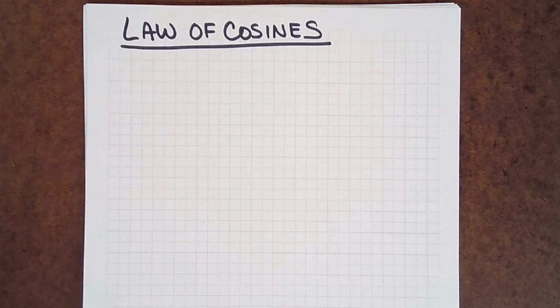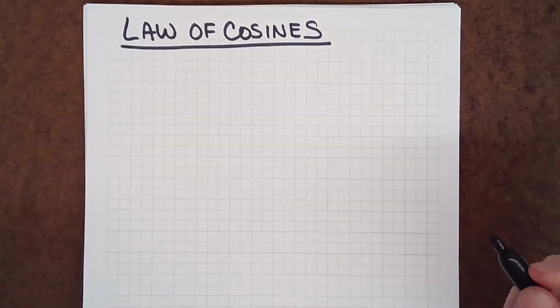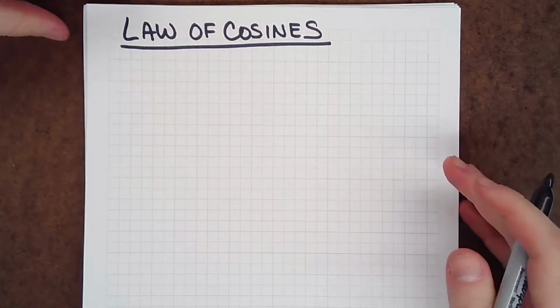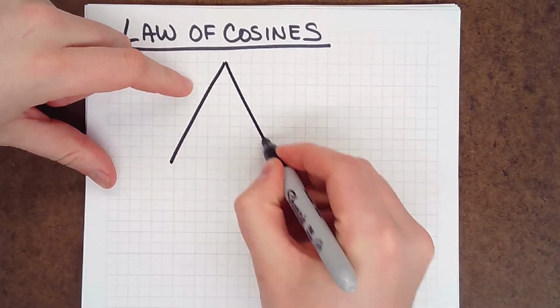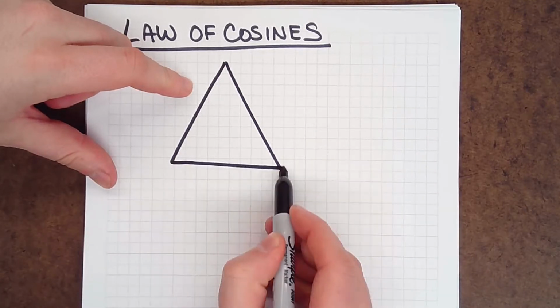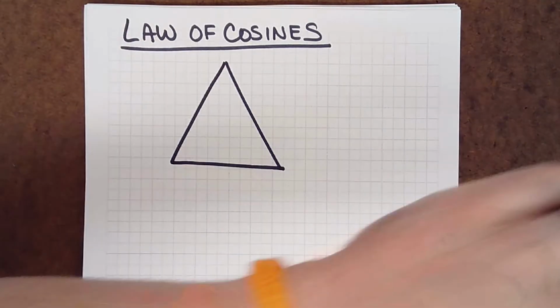All right, now for a video on the law of cosines. The law of cosines is kind of a partner to the law of sines. They have similar names, and the law of cosines is so named because it has cosine in the formula. So the idea is, again, we have a generic triangle. This could work for right triangles, but it can work for any triangle.